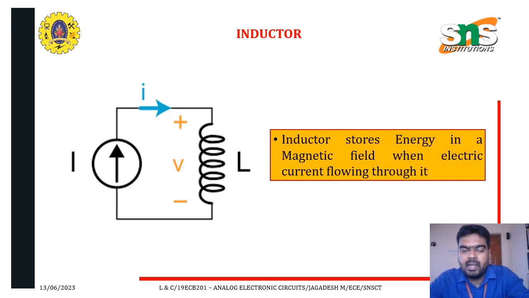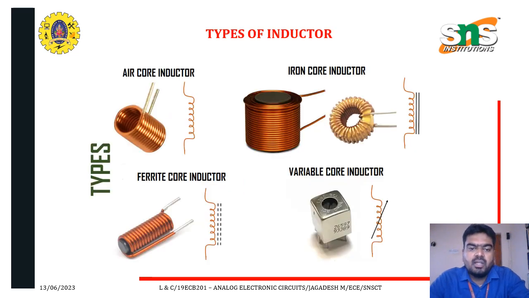But the inductor stores the energy in one form, and the capacitor stores the energy in another form. These are the types of inductors: air core inductor, iron core inductor, ferrite core inductor, variable core inductor. These inductors can be seen in many gadgets, on PCB boards. According to the purpose, usage and requirement, any one type of inductor can be used in the PCB board or circuit diagram.